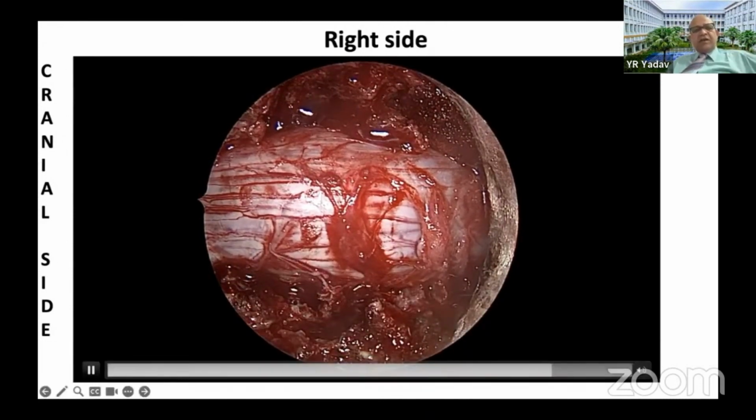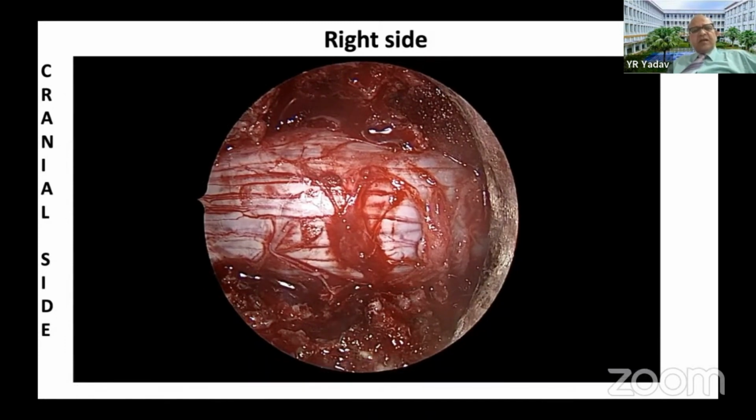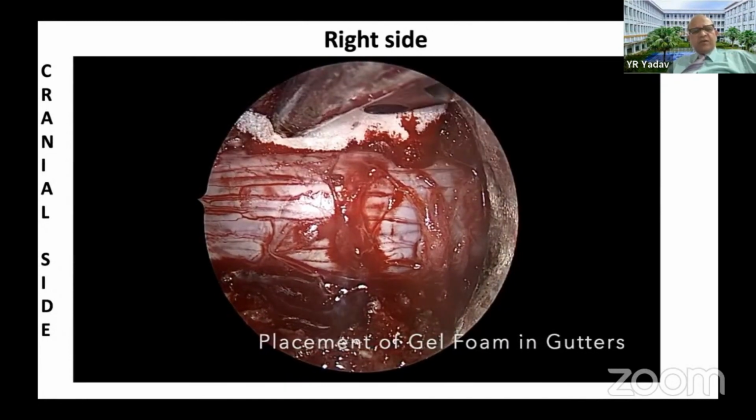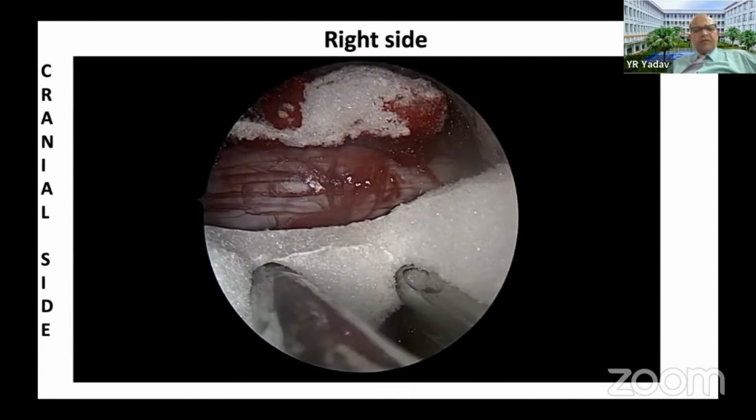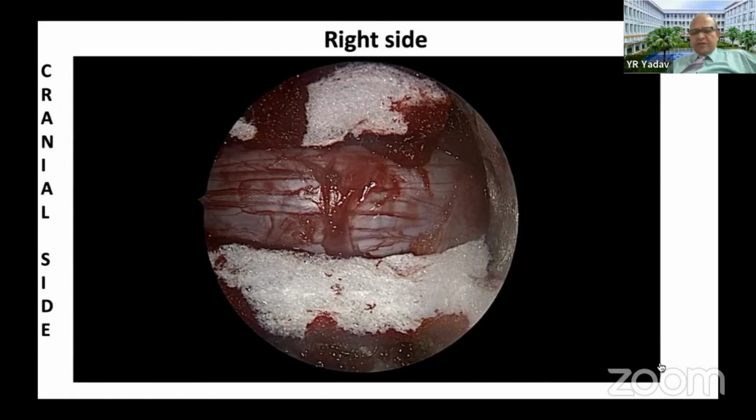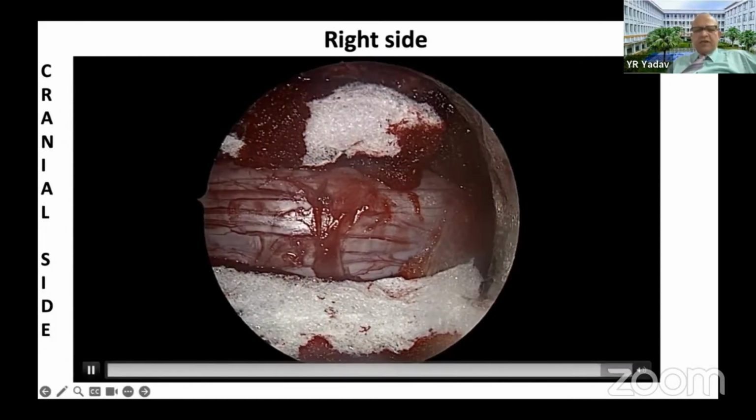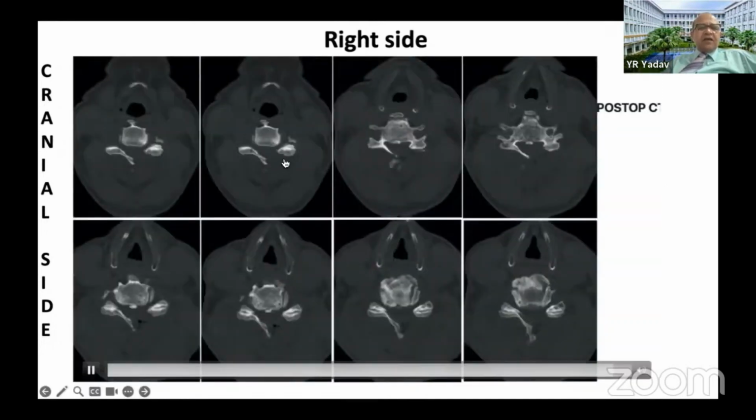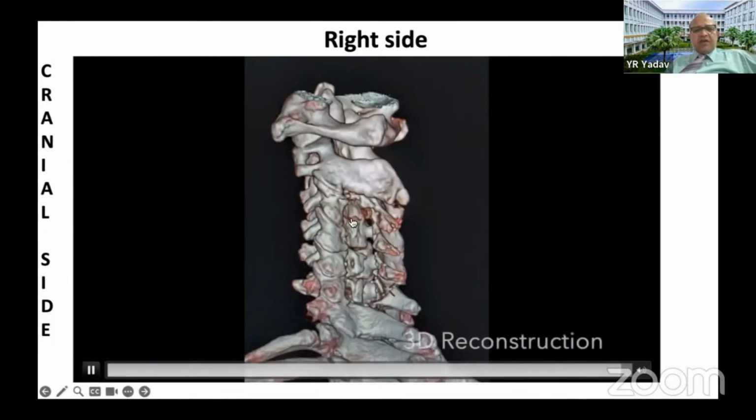Well, you can see the pulsations, and then in the gutter you place the Abgel so that there is absolute hemostasis. If there is a postoperative hematoma, then it delays recovery of the patient. So absolute hemostasis should be done. And you can see the ipsilateral lamina on the left side and undercutting of the lamina, from C3 to C6, 4-level decompression was done.